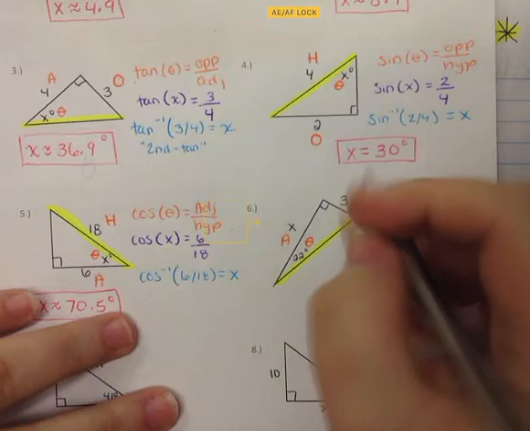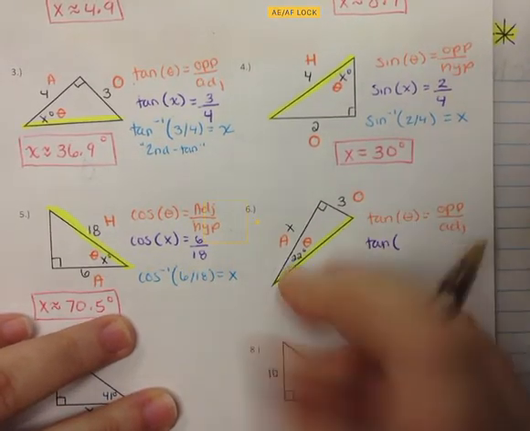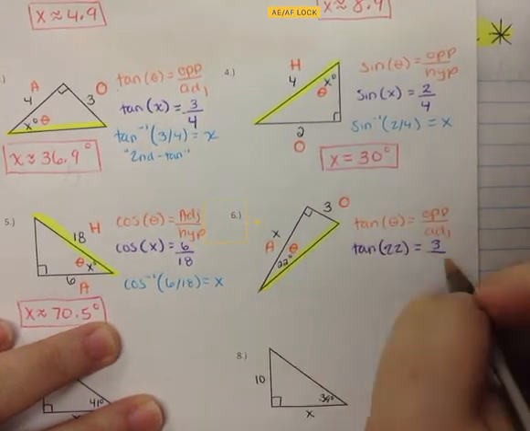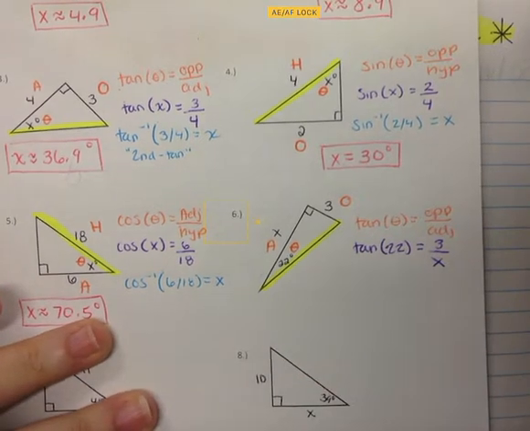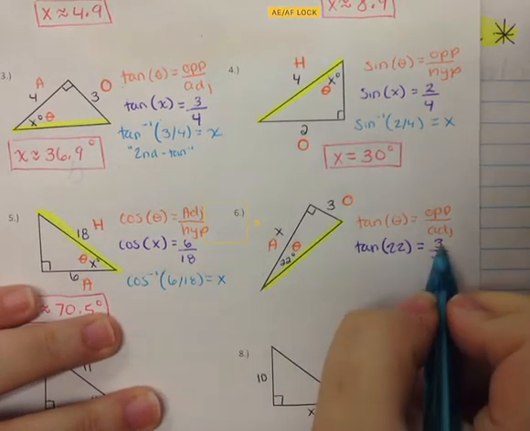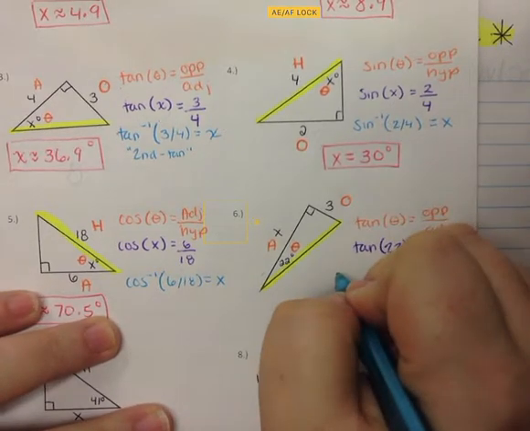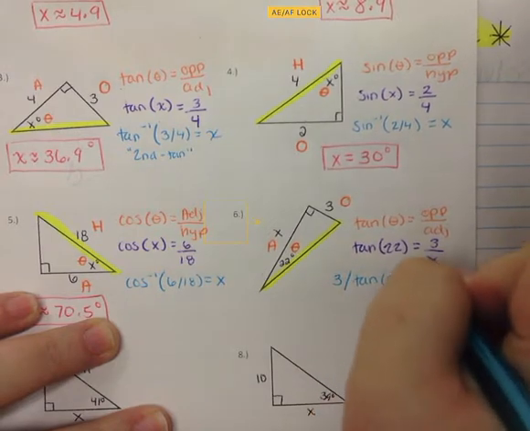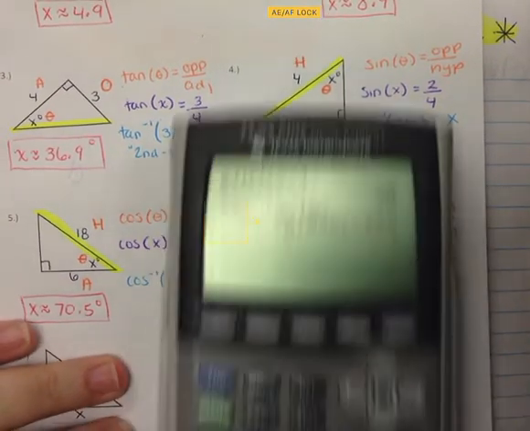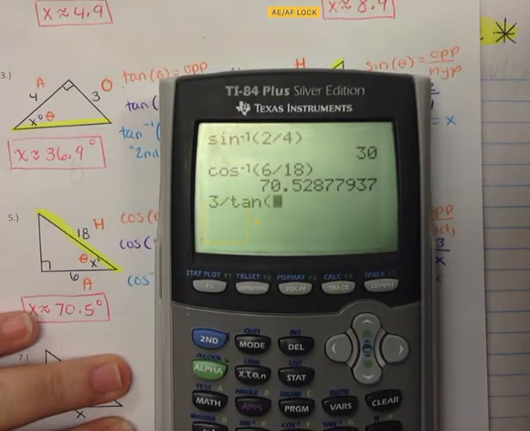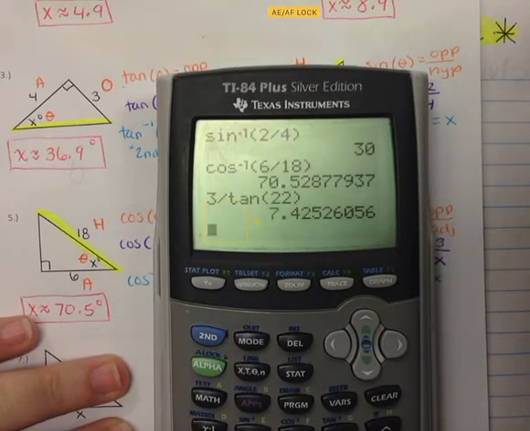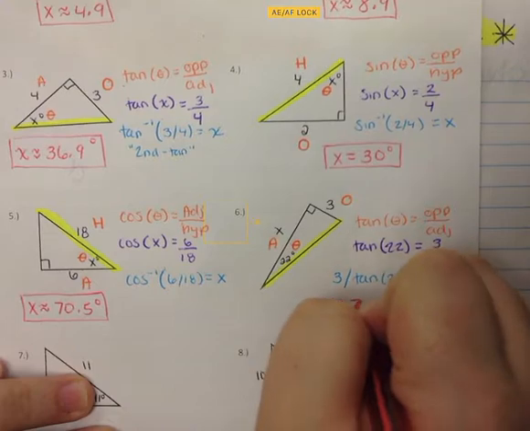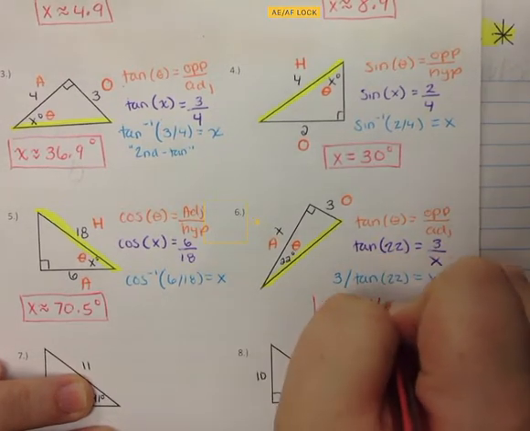So we have tangent of our theta, 22 degrees, is equal to our opposite, 3, over our adjacent, x. Since we're given the numerator, we have to divide. Given the numerator, you have to take your number and divide it by your trig. So we have 3 divided by tan of 22, and this will equal x. So 3 divided by tangent of 22, close parentheses, we get 7 and 4/10. So x is approximately 7 and 4/10. It's not a degree because it was a side length.